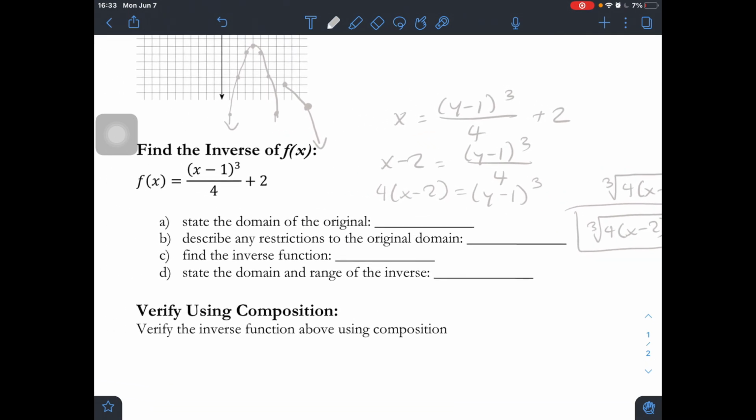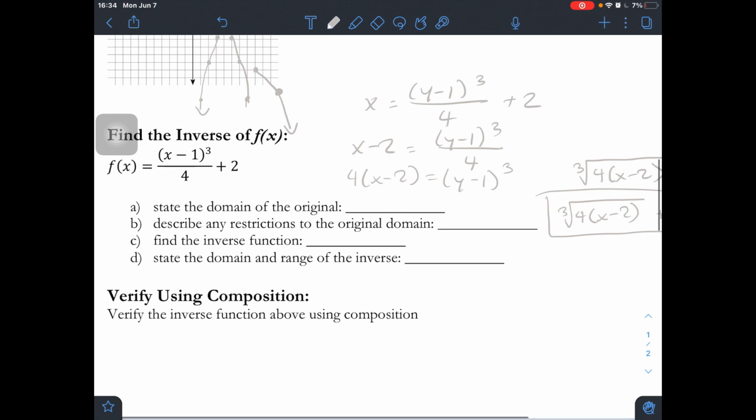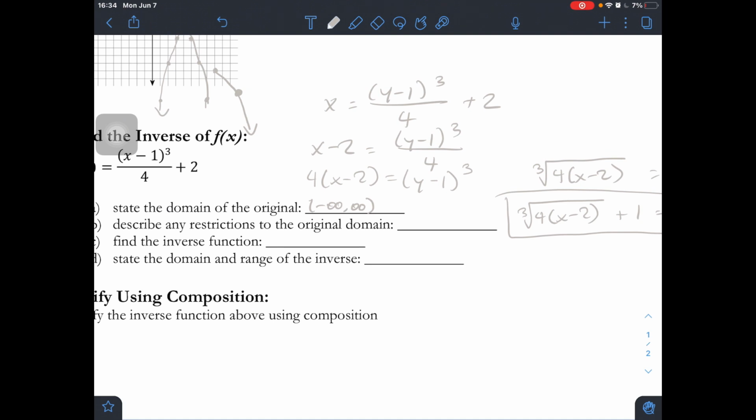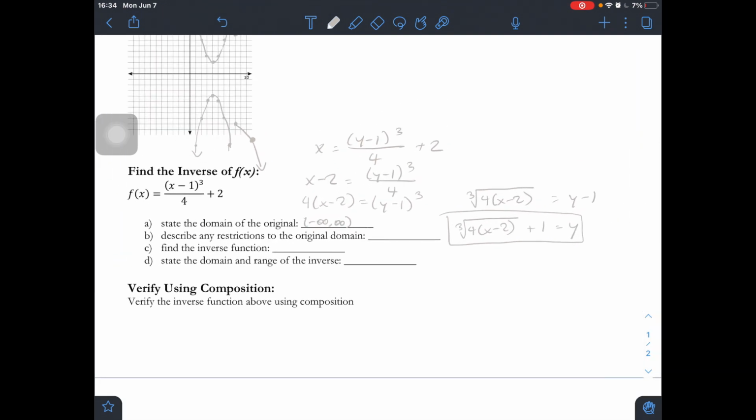And then, state the domain of the original. So the domain would be all the x values. And it appears that every single real number would work as an x value here, because there's nothing on the denominator that makes it end up being divided by 0. So I'm going to put the domain as all real numbers. And any restrictions to the original domain, I don't believe there are any restrictions.